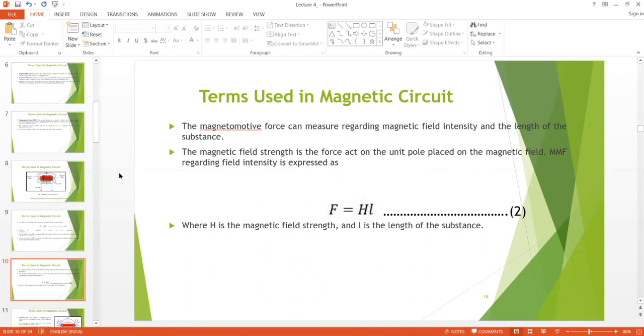There is a difference between B and H. B, capital B for ball, is magnetic flux density. H, H for horse, is magnetic field intensity. So that is your magnetic field intensity, whereas B is magnetic flux density. I hope this is clear. B is magnetic flux density, and H is magnetic field intensity. I hope this is clear.